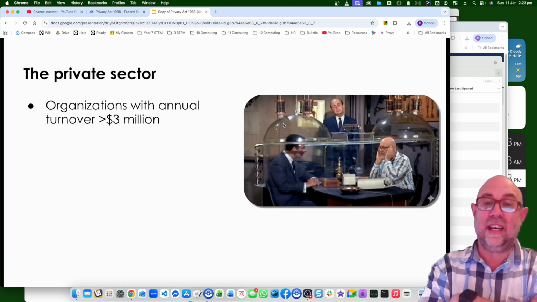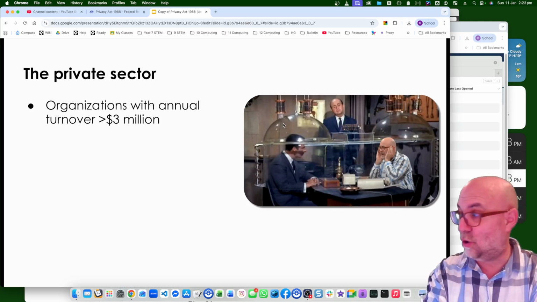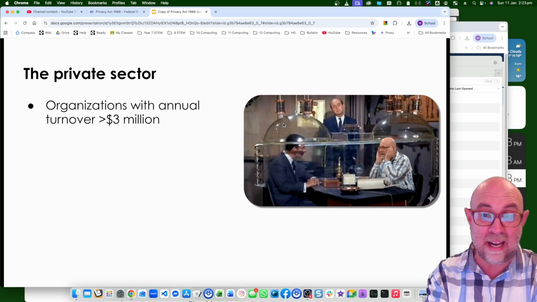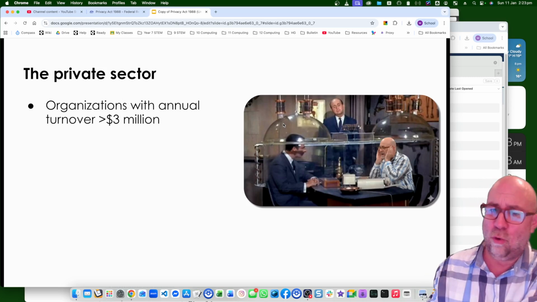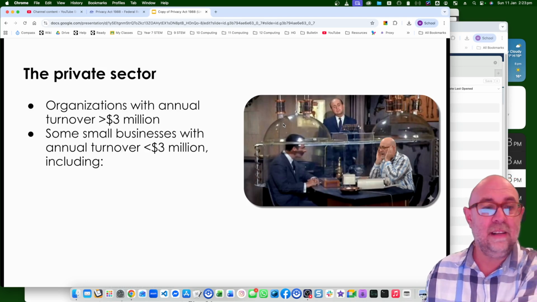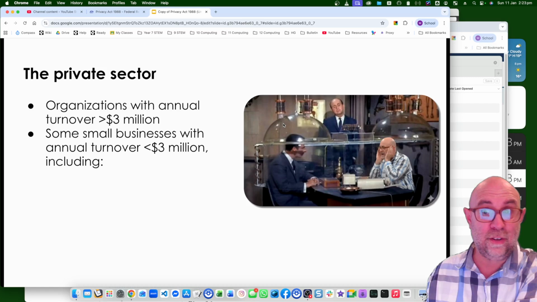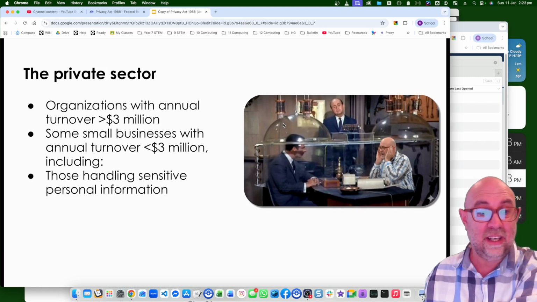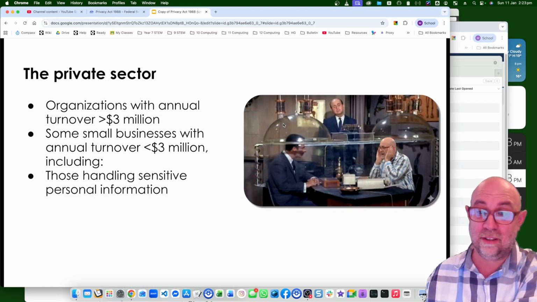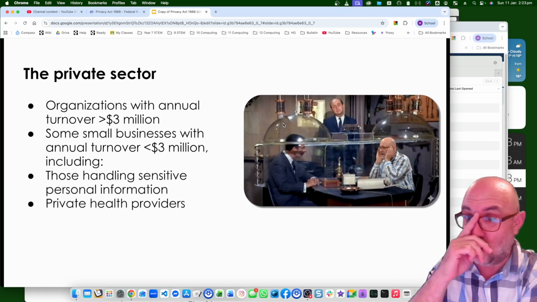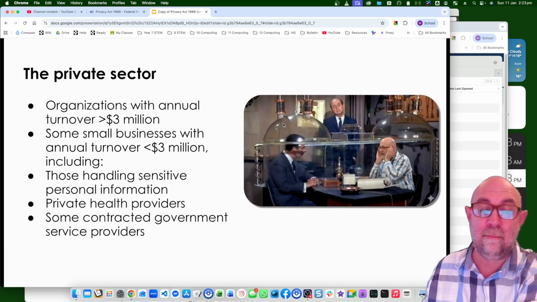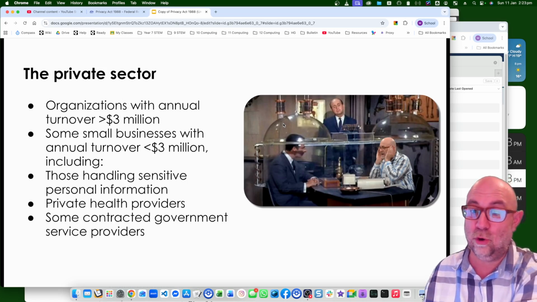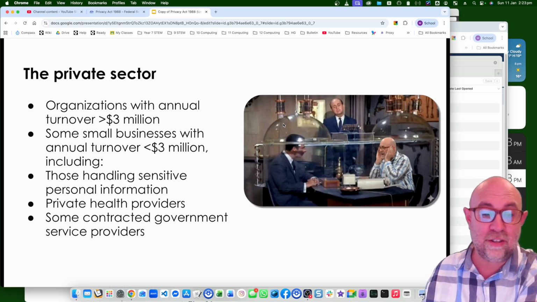In the private sector, organisations with an annual turnover, so turnover is money coming in and money going out, of more than $3 million a year. That's an awful lot of organisations. Some small businesses, even if your turnover is less than that, if you're handling sensitive personal information, let's say you're a data broker for instance, private health providers, and some people who are contracted to do government work, so they're service providers to the government.